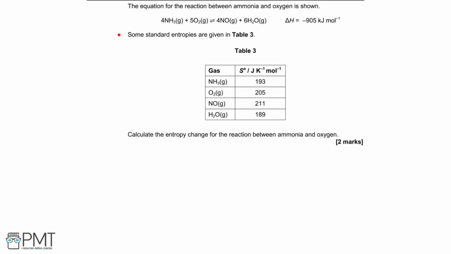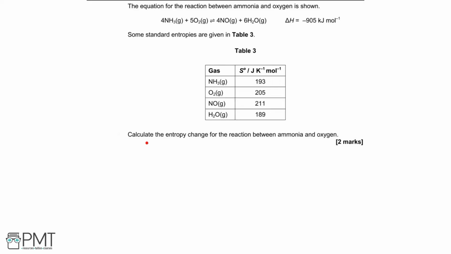Some standard entropies are given in Table 3. Table 3 shows us that the entropy for ammonia in its gaseous state is 193 joules per Kelvin per mole. For oxygen, it's 205. For nitrogen monoxide, it is 211. And for water, it is 189. All of these are in their gaseous state. So this entropy here, this 189, is for water vapor, not liquid water.